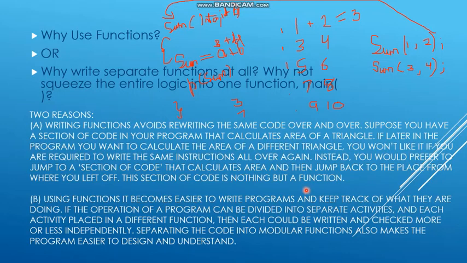If the operation of a program can be divided into separate activities and each activity placed in a different function, then each could be written and checked more or less independently. Separating the code into modular functions also makes the program easier to design and understand.